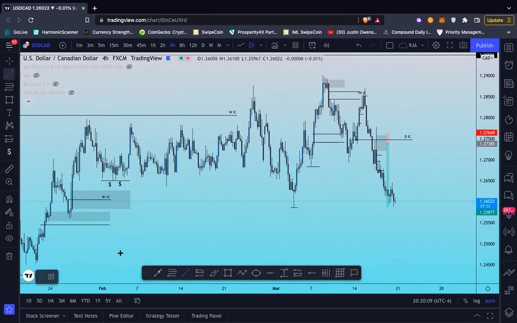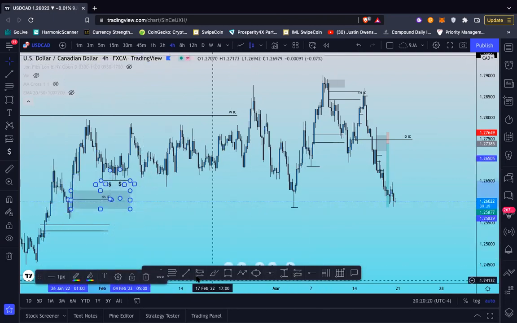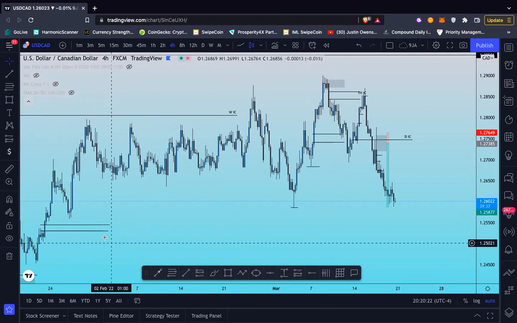We're about to make it over there right now. We have an imbalance right here on the 4 hour. This point of interest can be deleted, and all of this as well can be kind of chopped. Okay, you guys see where I'm going with this.